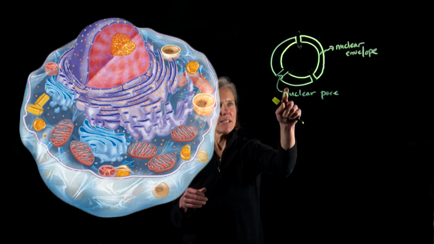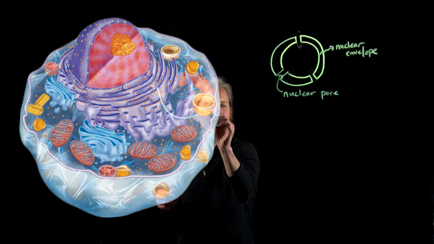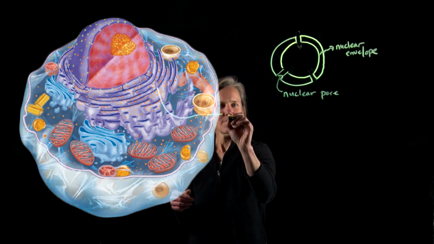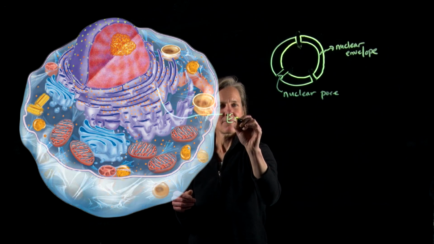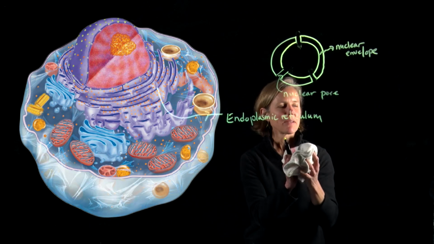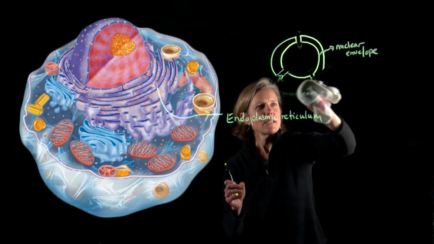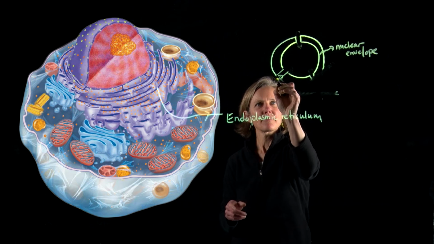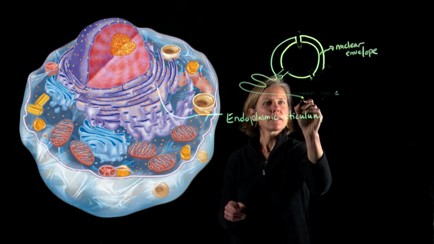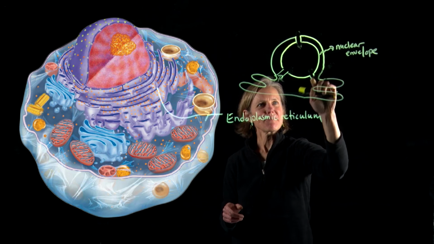Okay. Continuous with the outer nuclear envelope is the endoplasmic reticulum, shown here. Let me draw it on my diagram here. So, as I said, it's continuous with the outer membrane. And it looks something like this. I'm going to draw a small endoplasmic reticulum. Okay.